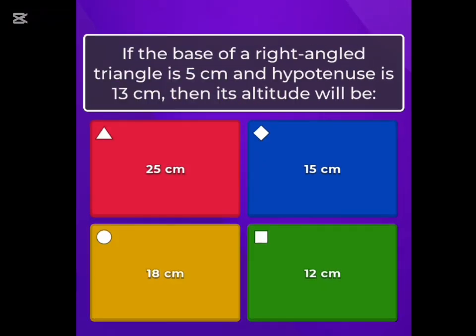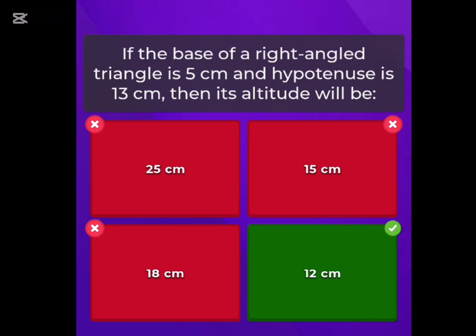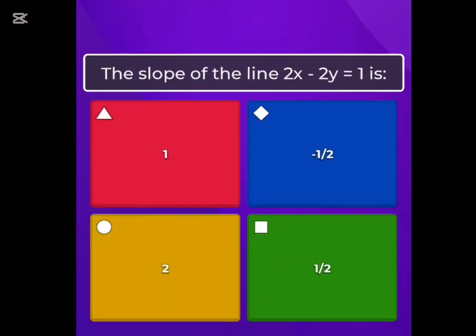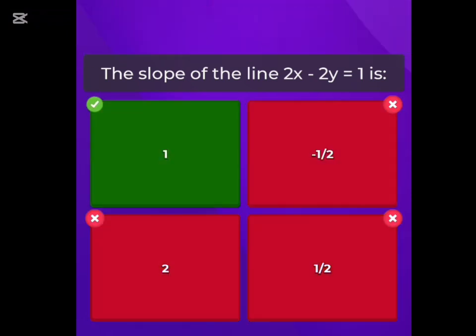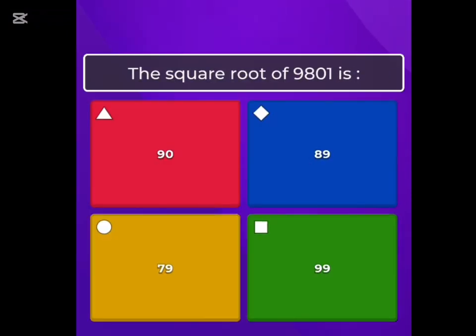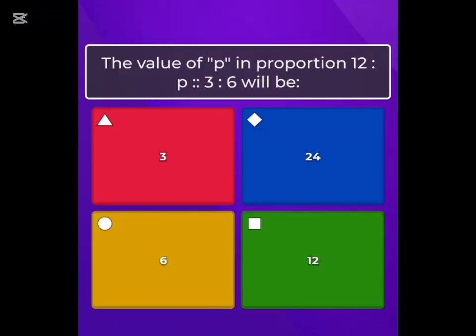If the base of a right-angled triangle is 5 centimeters and hypotenuse is 13 centimeters, then its altitude will be. The slope of the line 2x 2y equals 1 is. The square root of 9,801 is. The value of P in proportion 12, P, 3.